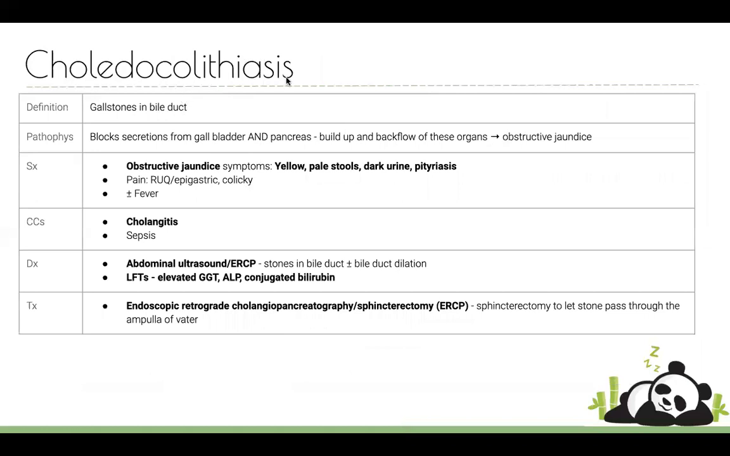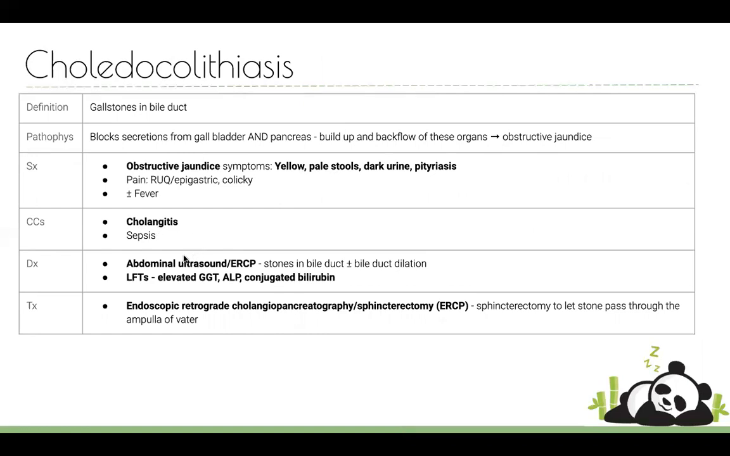Choledocholithiasis: lithiasis, stone; choledocho, D for duct, bile ducts; gallstones. So backflow can cause essentially obstructive jaundice, and that's why you get your yellowness of the skin, pale stools, dark urine, itchy skin. You get right upper quadrant or epigastric colicky pain because you've got stones, and you might get a fever.